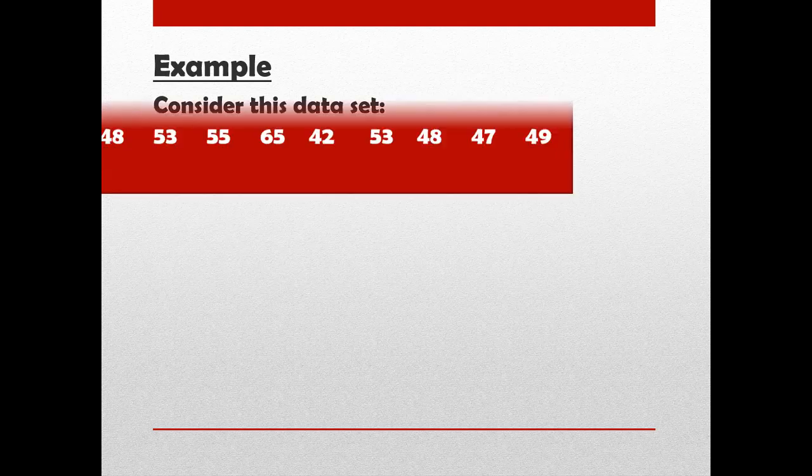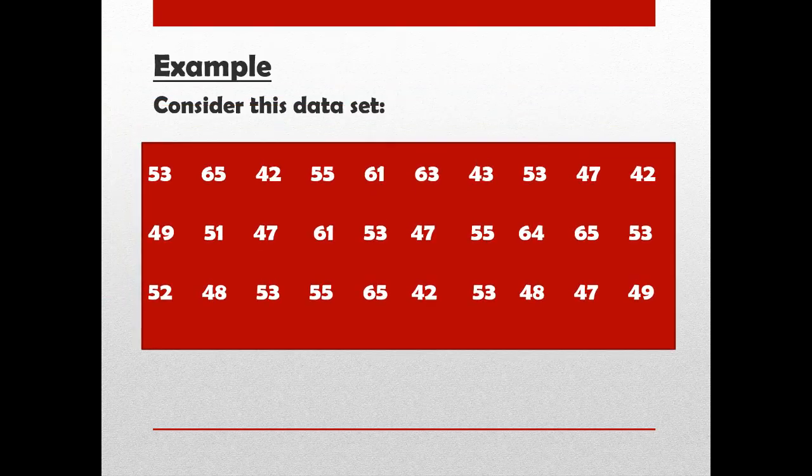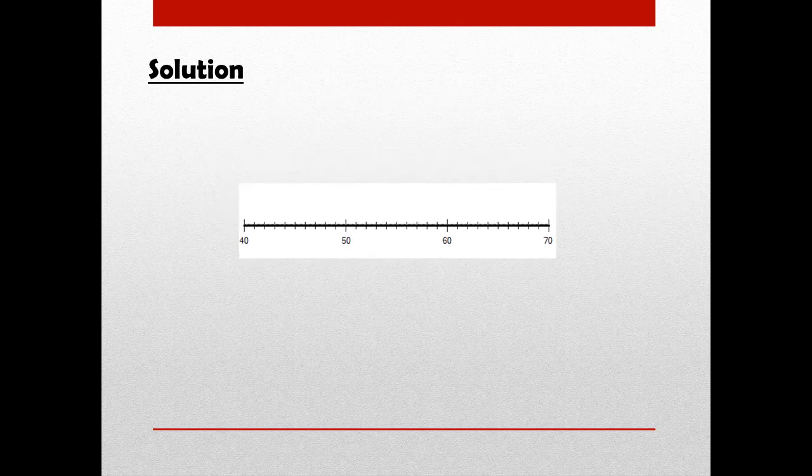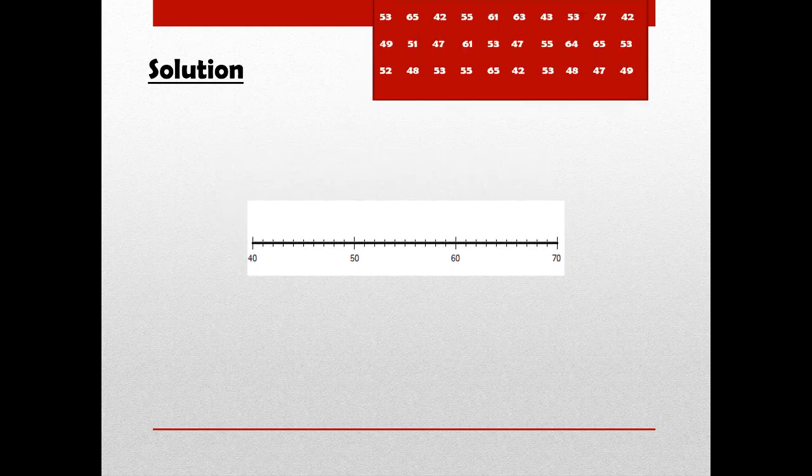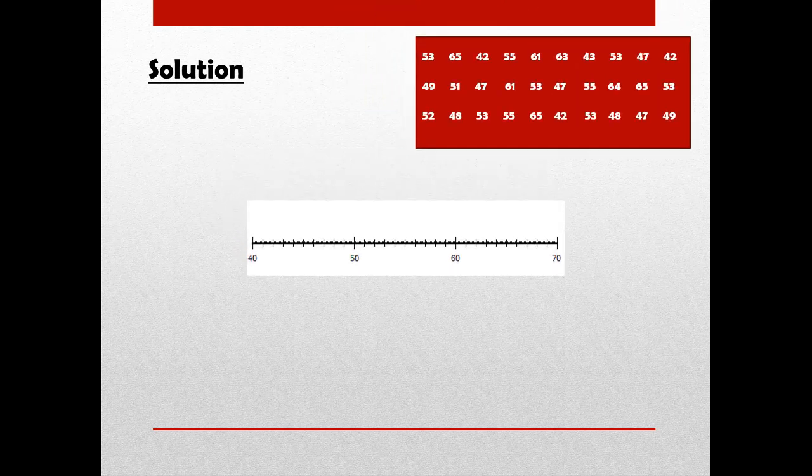For example, consider this data set. So we have these 30 data values. We want to create a dot plot. So what we're going to do, we've got our number line here. Here's our data set. And we're just going to go entry by entry, placing a dot where it belongs. So the first data entry is 53. So at 53, I put a dot.